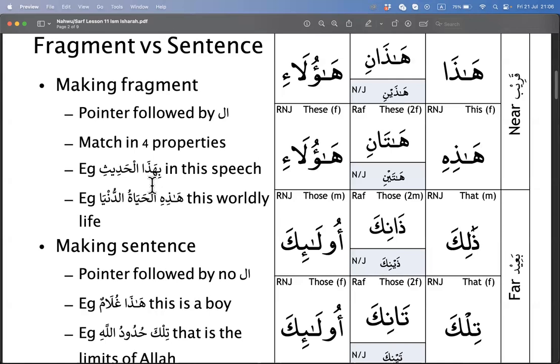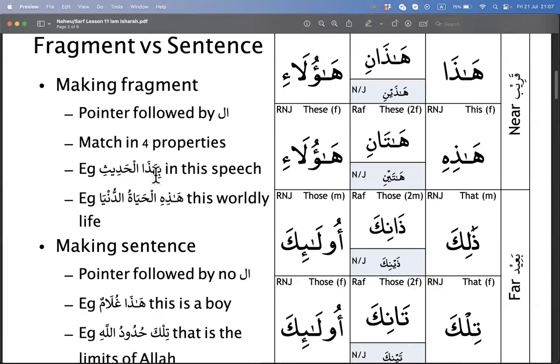Number, hadha is what number? Singular, dual, or plural? Singular. What about gender? Masculine. And proper, of course, always proper. So al-hadithi is jar. Al-hadithi: jar, masculine, proper, singular.